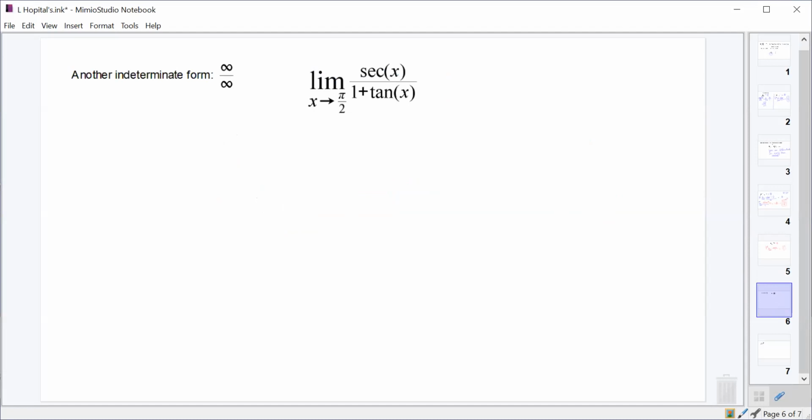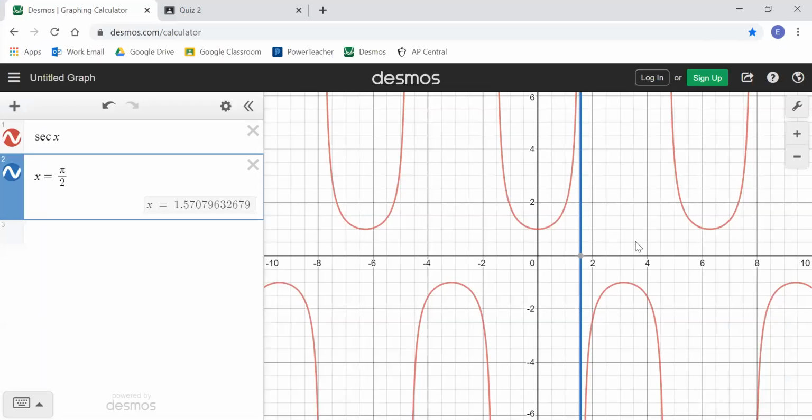Undefined. Right, it's undefined, right? What happens at pi over 2? There's a vertical asymptote there, isn't there? If I just look at secant x, I know you can't see the graph, but I'll show you in a second. Here's the graph of secant x in red, and then there's x equals pi over 2.